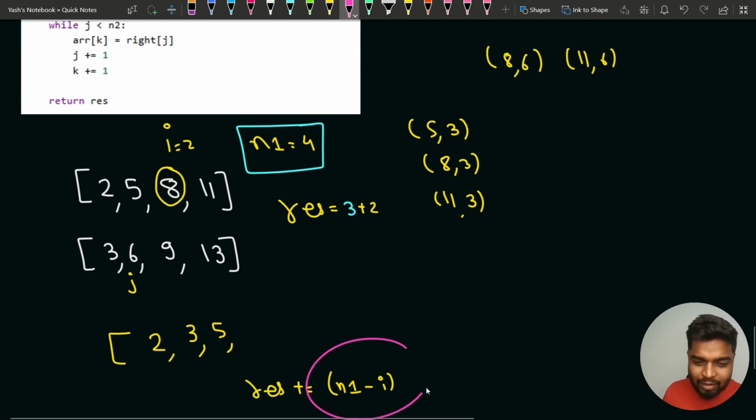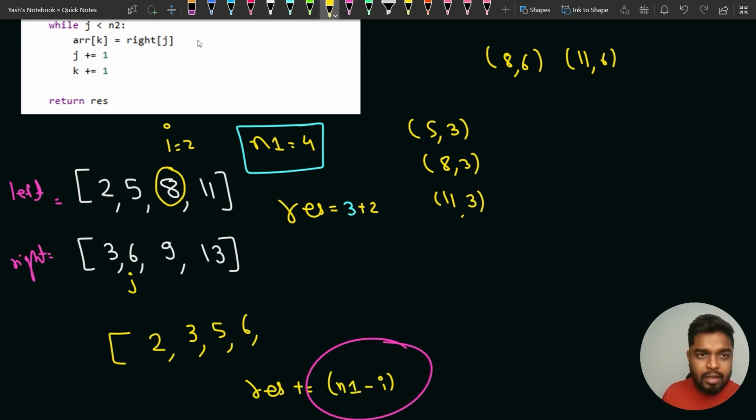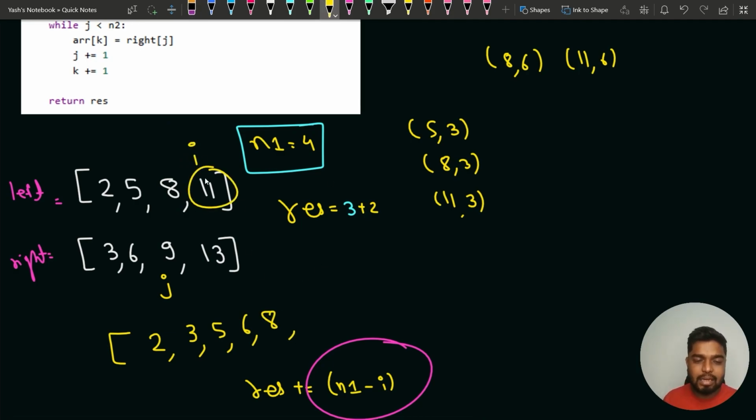So every time you have to add n1 minus I whenever the ith element of the left array is greater than the jth element of the right array, because this is the left array and this is the right array. Now what will happen next? We'll process this element 6 inside the array. Then my j pointer would move forward, so j will be standing here. Now since the ith element is lesser, I have no issues. I'll put 8 inside this particular array. Then my I pointer will move forward. Now this ith element is greater than the jth element, and all the elements on the right of it will also be greater. But since there is only one element, the 11 comma 9 pair will be there.